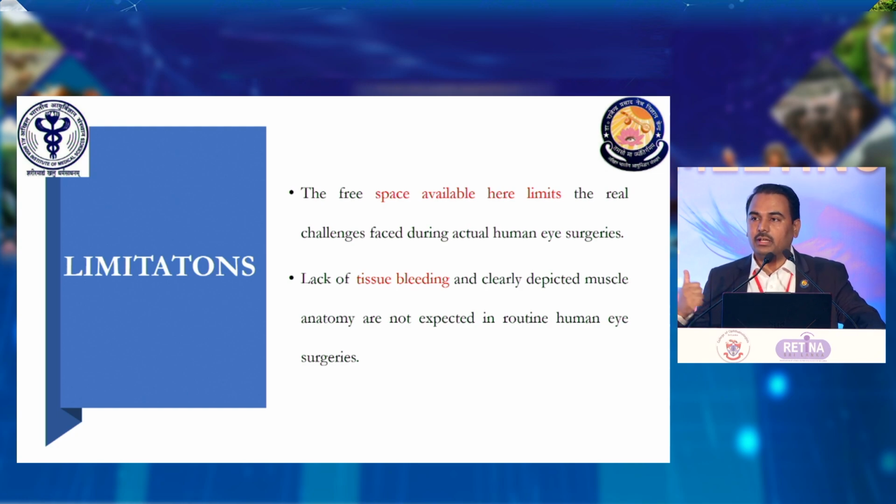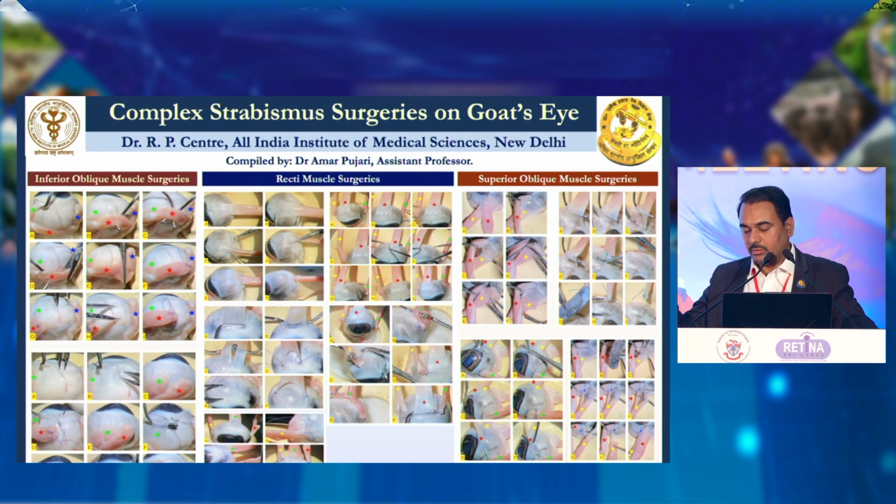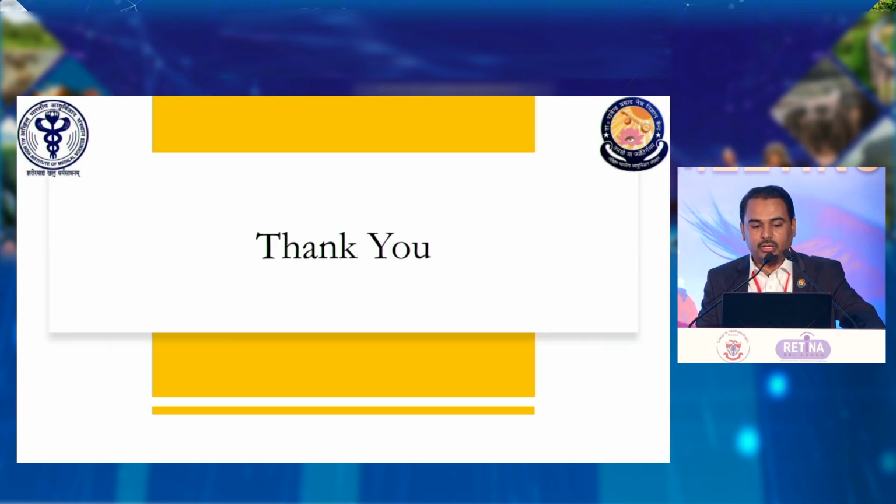So we need to understand that there is so much space here. We need to have repeated practice in a constrained space. And of course, bleeding, we need to have hands-on training. Once we get training here, we need to have monitored training in the surgical OTs. And these are some of the posters we have made, which we have displayed in our National Ophthalmic Surgical Skill Center at our center, RP Center, AIIMS, New Delhi.